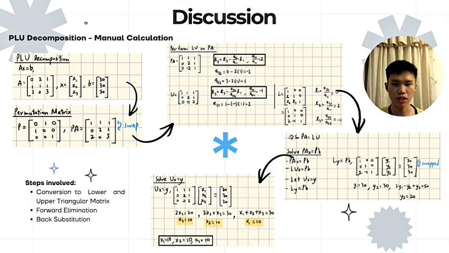The manual calculation part ends with the PLU decomposition, which includes a permutation matrix P to handle the row swapping for better stability. The matrix is written as PA equals LU. We first solve Ly equals PB using forward substitution, followed by Ux equals Y using back substitution. This method ensures a stable solution and gives the final unknowns as well.